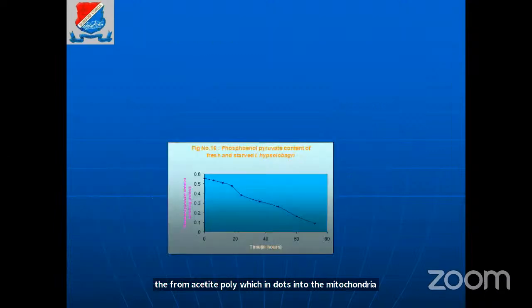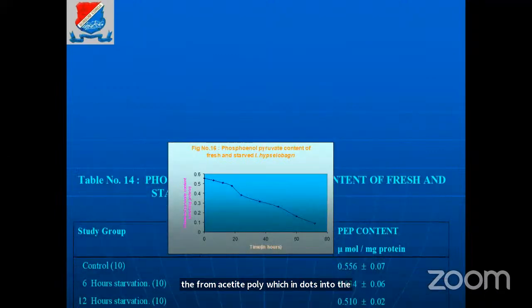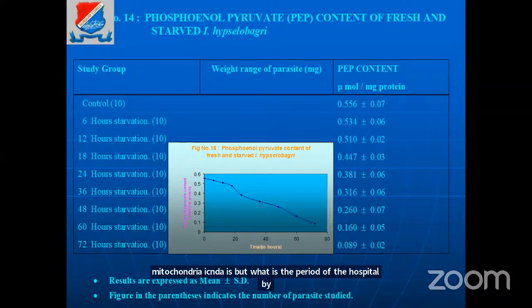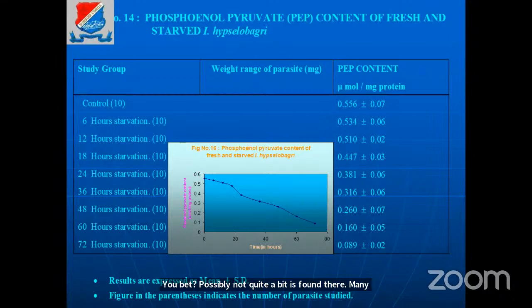But phosphoenolpyruvate is the key point. What is the fate of phosphoenolpyruvate? It is found in very large quantity, 0.556 micromole, not nanomole. A huge quantity of phosphoenolpyruvate is diverted through PEPCK and PK. So we found that PEPCK is increasing for converting the PEP content to oxaloacetate. Is it clear? I think so.